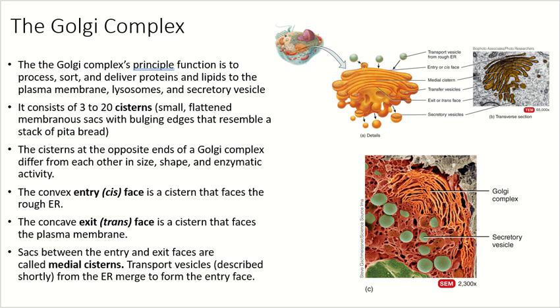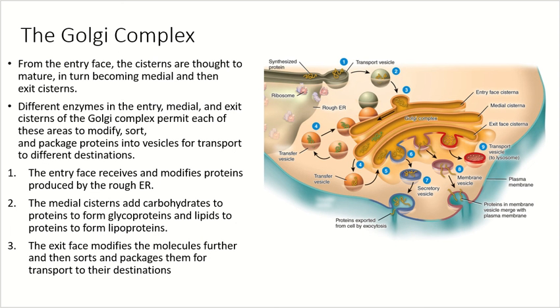And this is where transport vesicles, which we'll describe in just a minute, are going to form in the endoplasmic reticulum, and they're going to merge to form our entry face. So, just a brief overview of how the Golgi complex works. From that entry face, the cisterns are thought to mature, and are in turn going to become medial and then exit cisterns. So they're kind of migrating as they go.